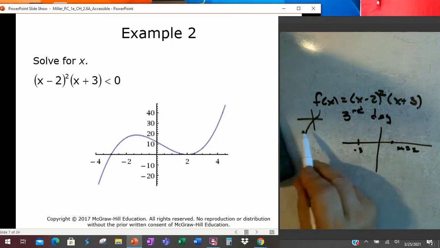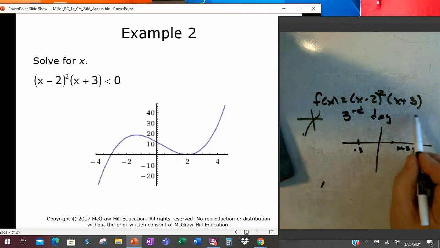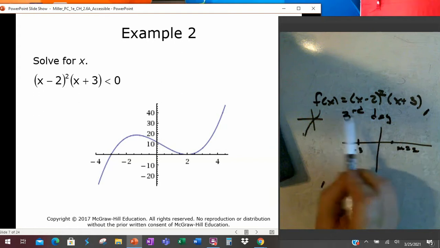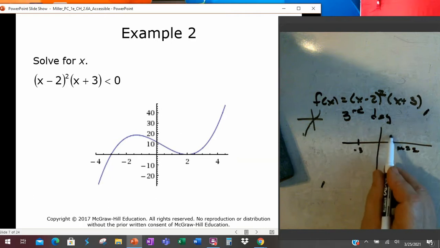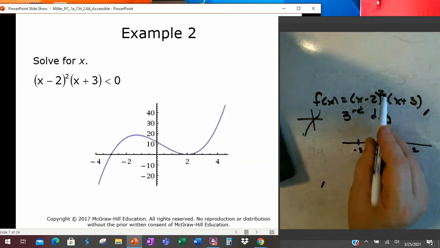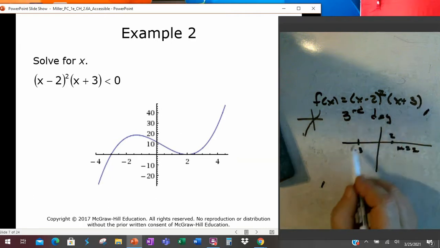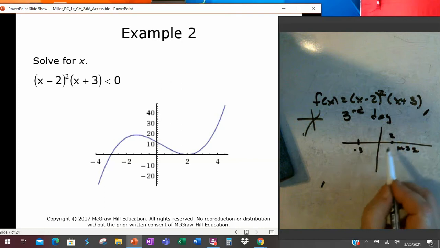I've got to start from here, down, and I've got to end up from our third degree polynomial. The only other thing I need, this was my 2 with multiplicity 2, multiplicity 1, so that goes straight through. This is going to be a touch or a touch. Only other thing I need is the y-intercept, f of 0.